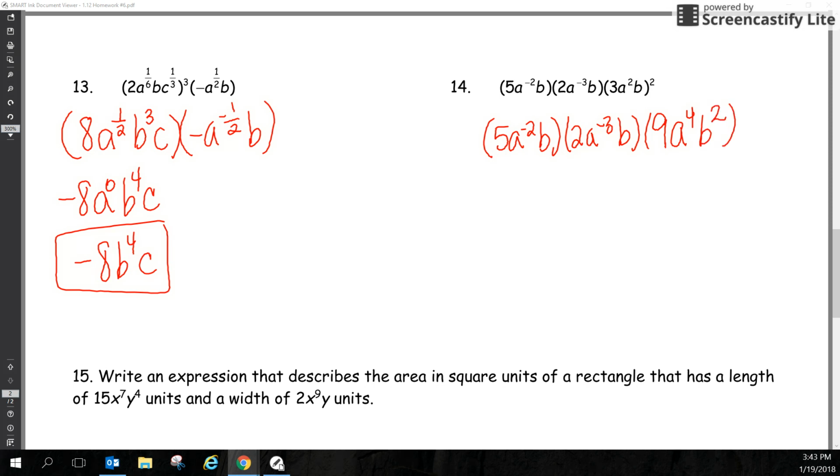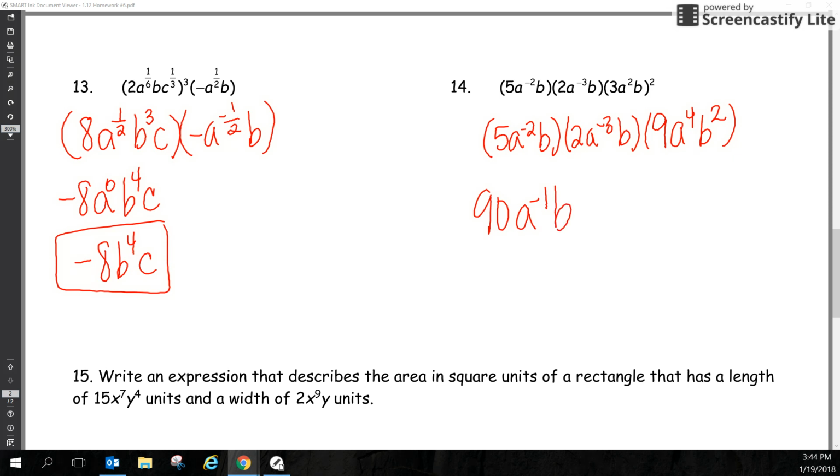Now we're multiplying them together. So we're going to multiply our numbers and then add all of our exponents. So 5 times 2 is 10, times 9 is 90. For our A's, I've got -2 minus 3. That's going to be -5 plus 4. You owe me $5, you pay me back 4. Now you just owe me 1.